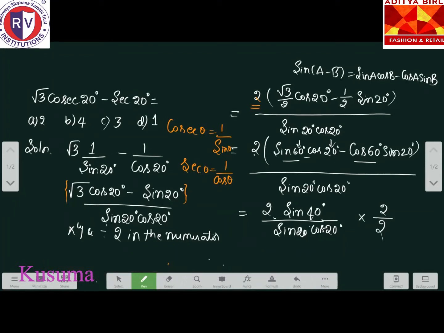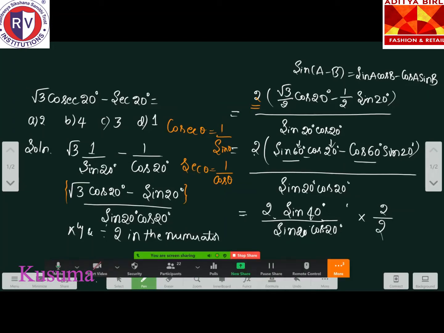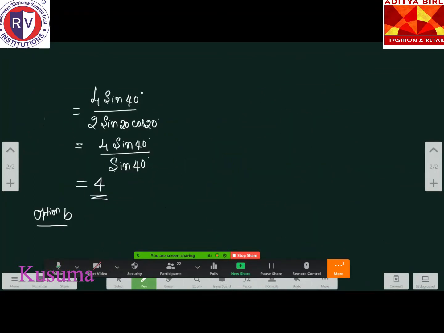So once again, yes, mute your audios. Once again, let us multiply and divide this entire thing by 2. So now what happens to the numerator? 2 is there already. The 2 into 2 will be 4. So 4 into sine 40 degree divided by the 2 that is taken will be 2 sine 20 degree into cos 20 degree.